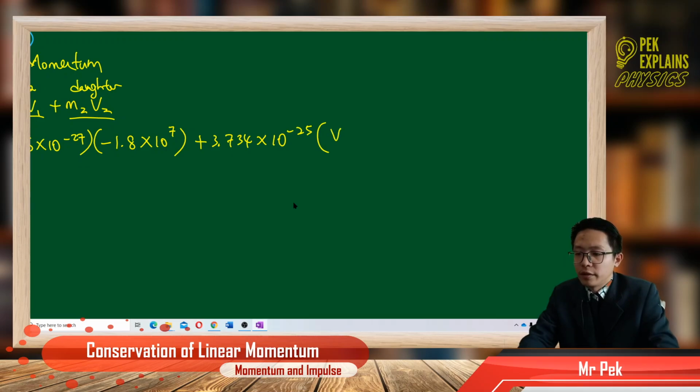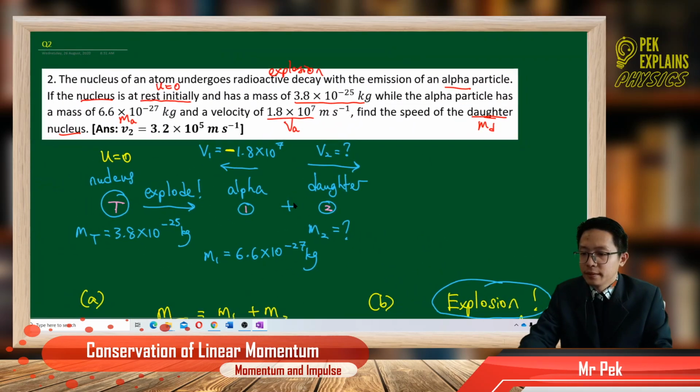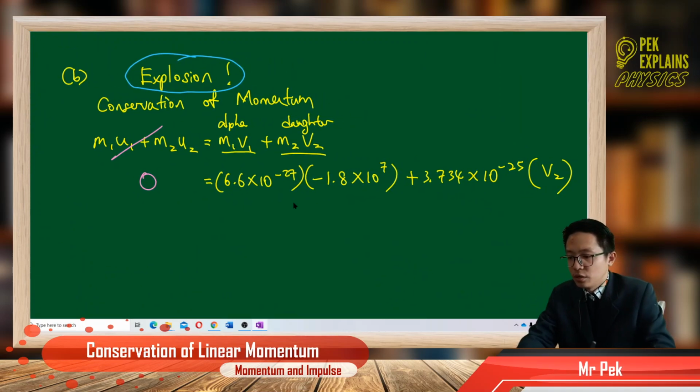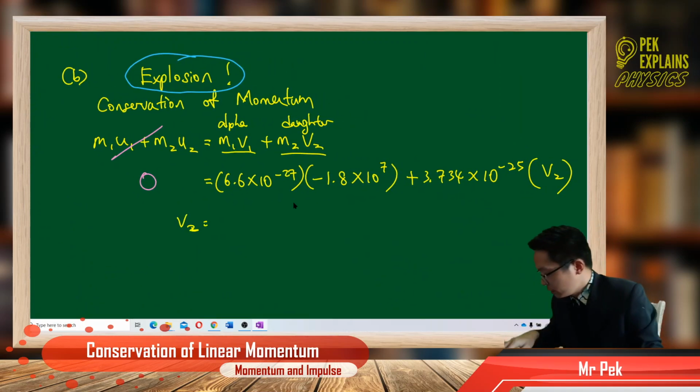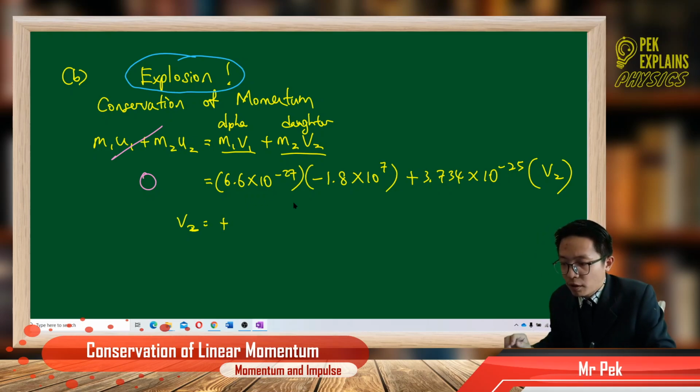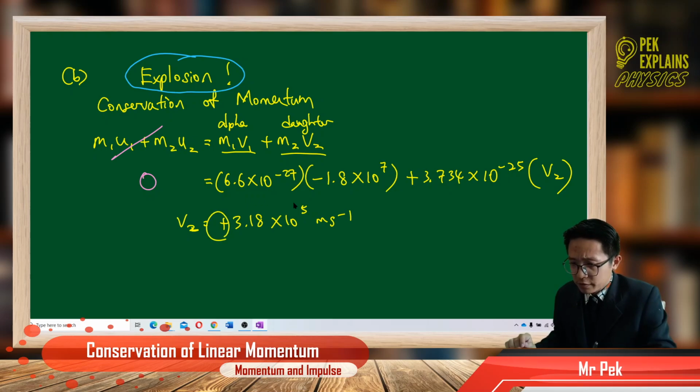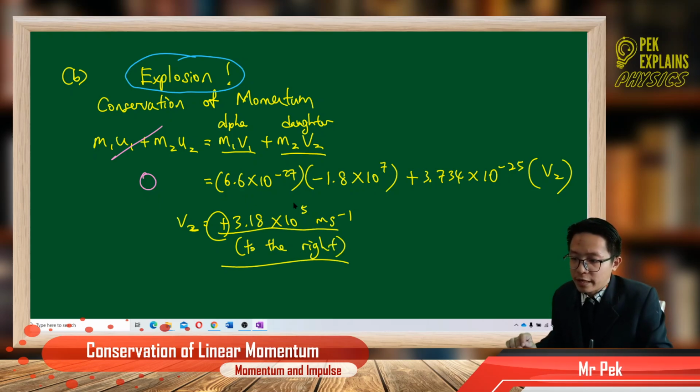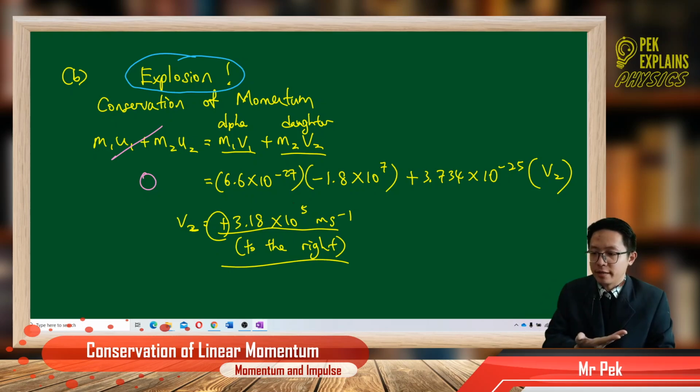So we can find the velocity of the daughter nucleus. We get the answer: the daughter has a velocity of positive 3.18 × 10^5 meter per second. This positive tells us it's moving to the right. You must give the direction. For explosion, one moves to the left, one moves to the right. So the daughter moves to the right. You must give both magnitude and direction.